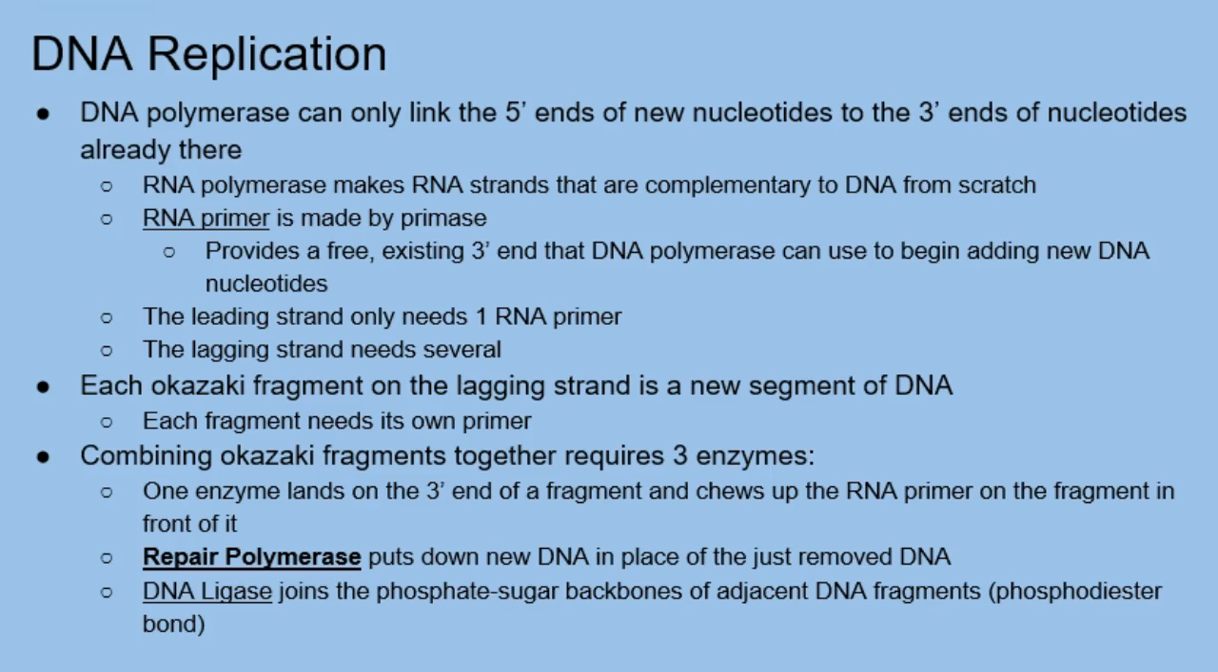Okay, so DNA polymerase can only link the 5' ends of new nucleotides to the 3' ends of nucleotides that are already there. So RNA polymerase is needed because it makes RNA strands that are complementary to DNA from scratch. An RNA primer is formed by primase that provides a free existing 3' end that DNA polymerase can use to begin adding new DNA nucleotides.